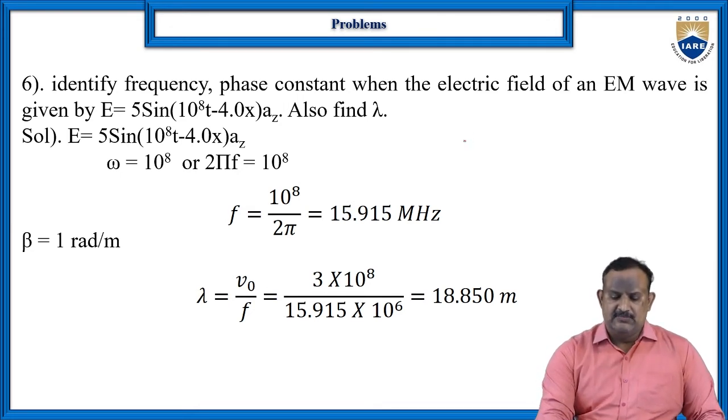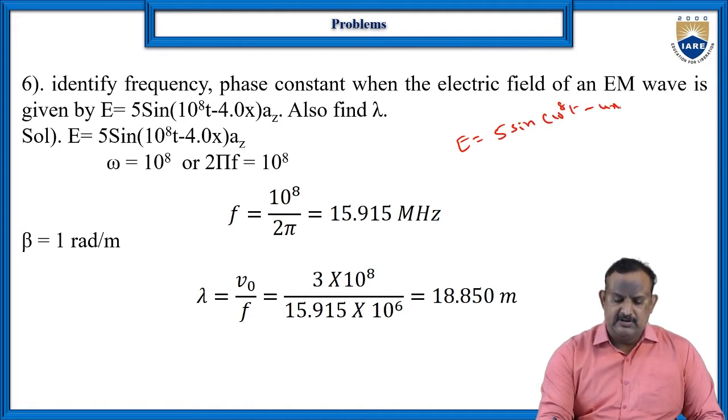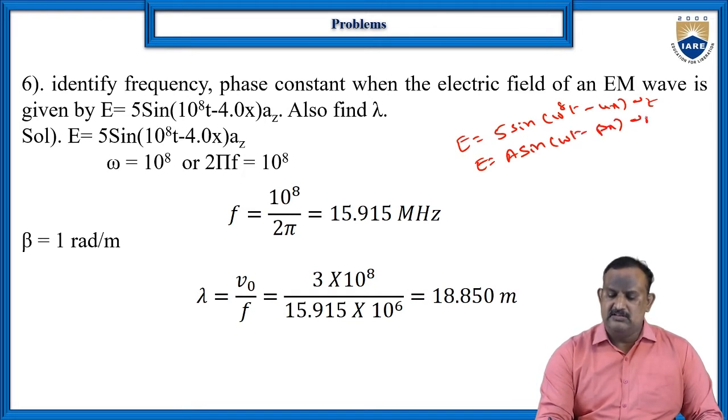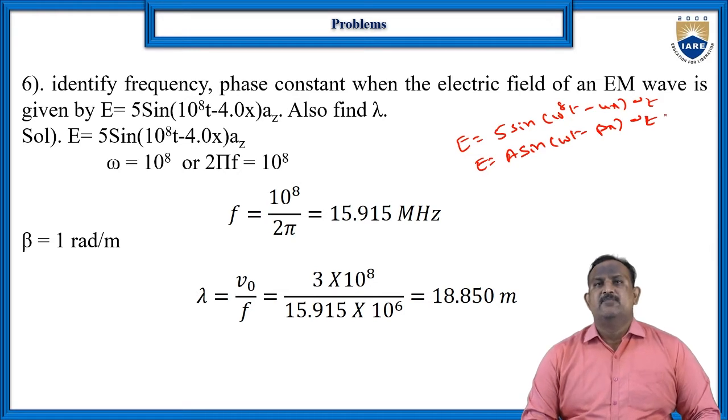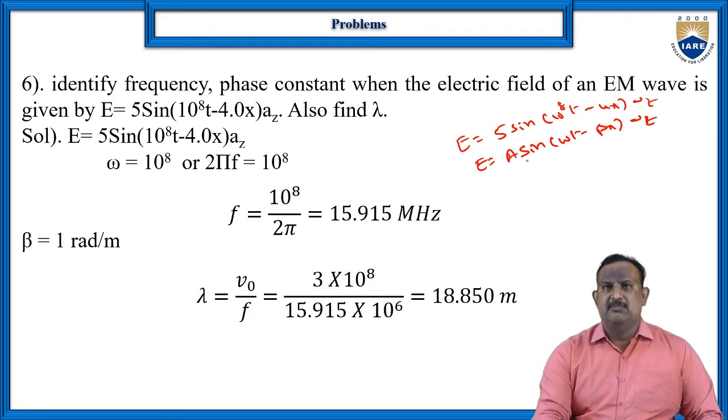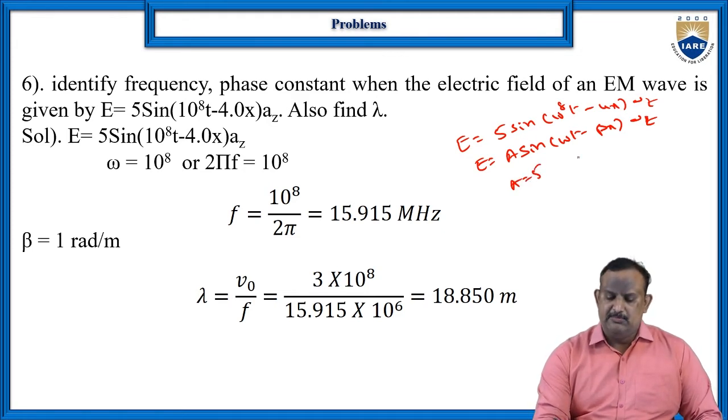So here the given electric field intensity E is equal to 5 sin(10^8 t minus 4x) Az, which is of the form E equal to A sin(omega t minus beta x) Az. For this we need to find the frequency, the phase constant, and then the wavelength lambda. If you compare the same expression, then the amplitude A is equal to 5 and the angular frequency omega equals 10^8.